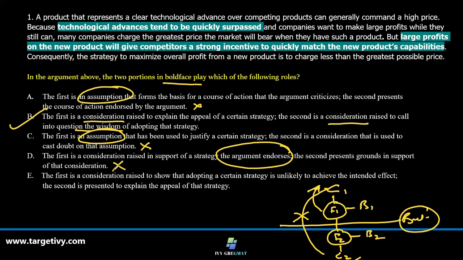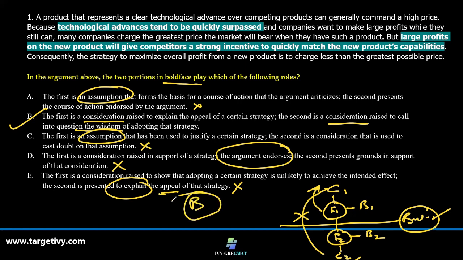The first is a consideration raised to show that adopting a certain strategy is unlikely to achieve the intended effect. The second is presented to explain the appeal, for the appeal is a support for the strategy. Absolutely not. The first, these two are against each other because there is a "but" here. So option B is the correct answer.